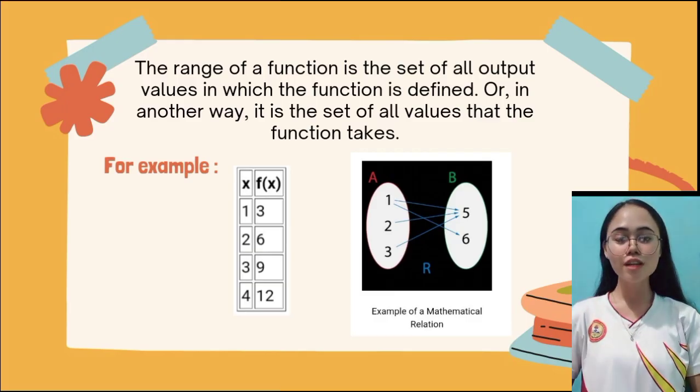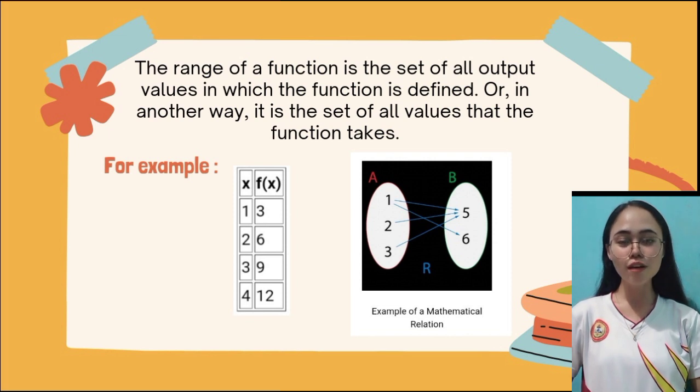The range of a function is the set of all values in which the function is defined, or in other words, it is the set of all values that the function takes. So take a look at the example of table values on the left side. As you can see, the input values appear in the x column, while the output values appear in the f(x) column. This would make the domain and range of this function 1, 2, 3, 4, and 3, 6, 9, 12 respectively.